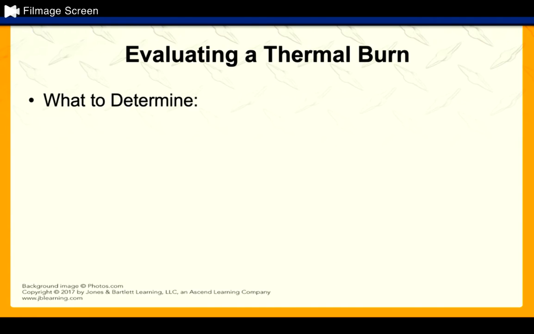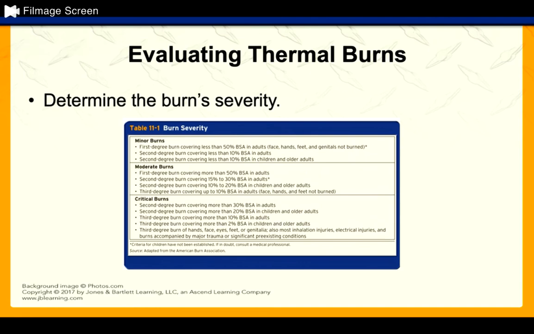And how do we determine burn severities? So if you look at this graph, essentially what they say is this, as far as severity of burns go, for minor burns, when it comes to first degree burns, these are areas that are covered less than 50% of the body surface area in adults. If you look at second-degree burns, for it to be considered a minor burn, you're talking about body surface areas where there's less than 10% that's being affected.